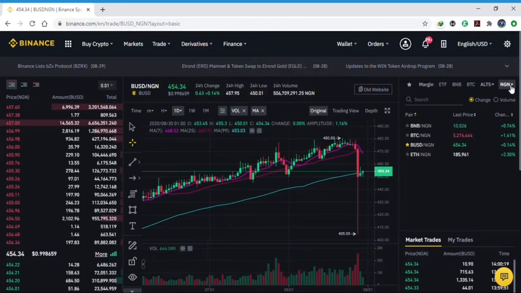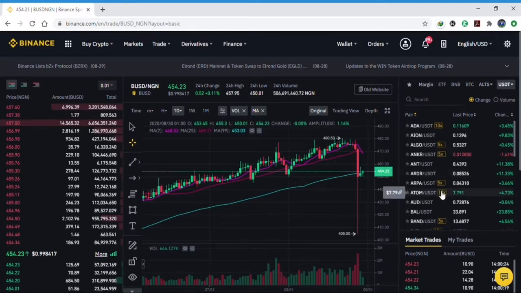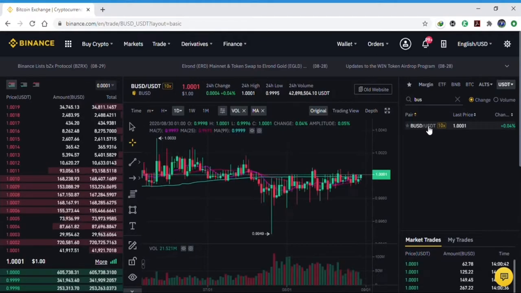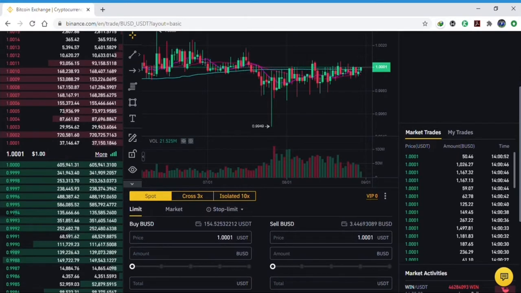So I'll have to go to the USDT coin pair. Once you have USDT, you can trade everything here basically, and vice versa, and search for BUSD. They're both stable currencies, but it's 0.001% or so different. So yeah, here I can buy BUSD with USDT because I have 154 USDT in my account and I have 3 BUSD in my account.